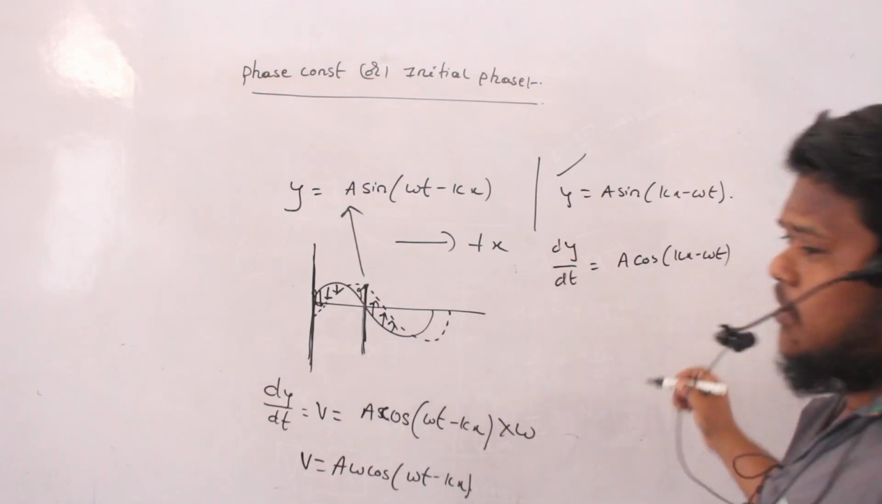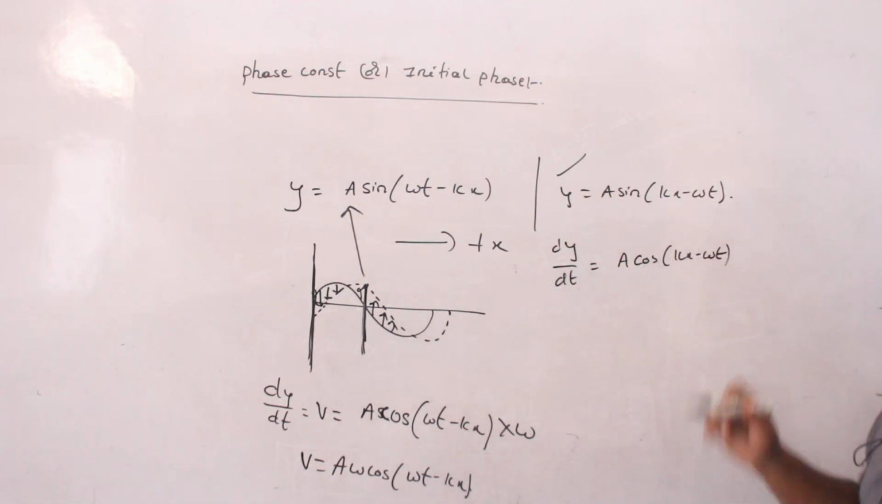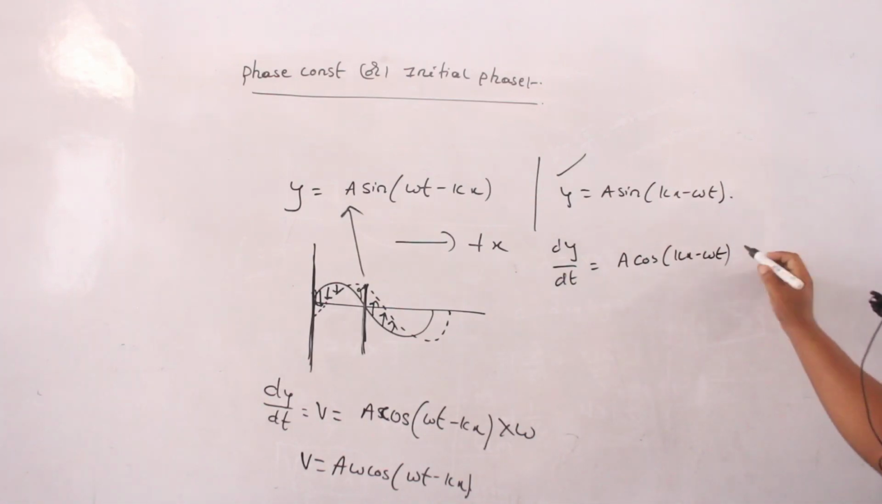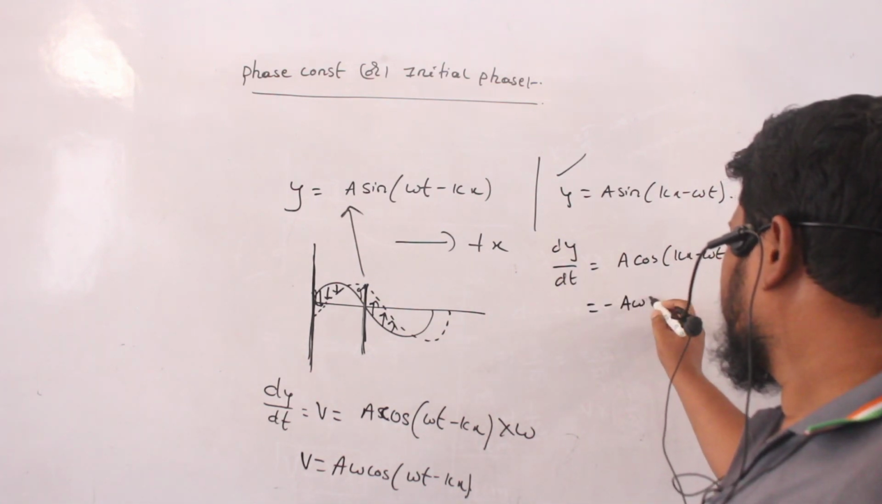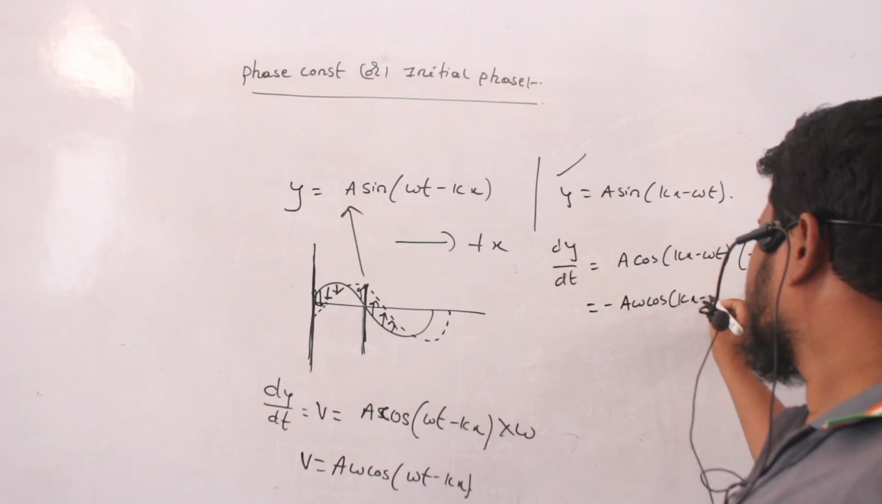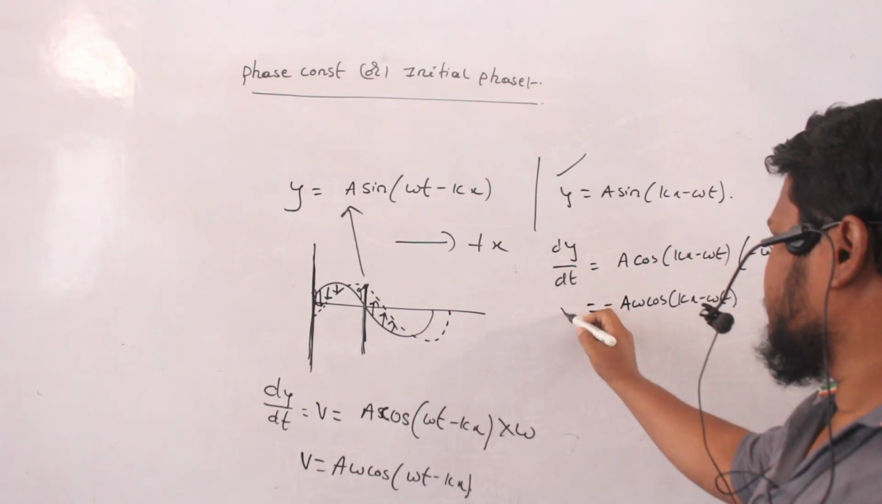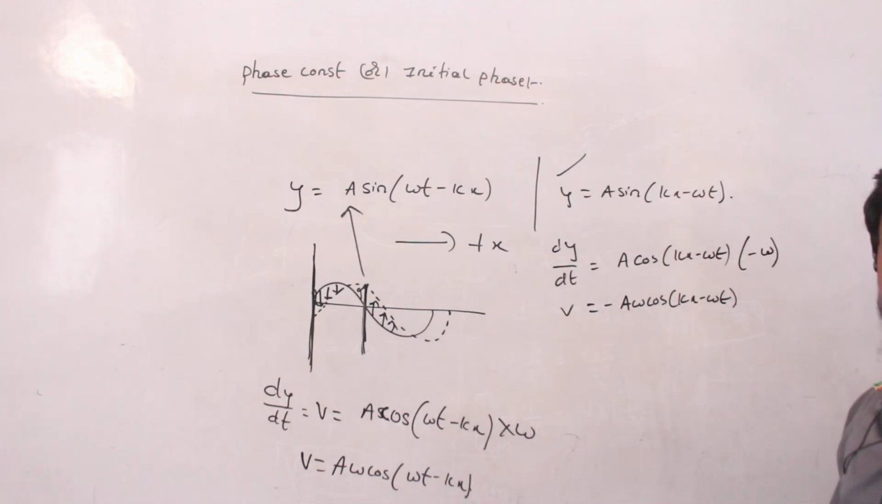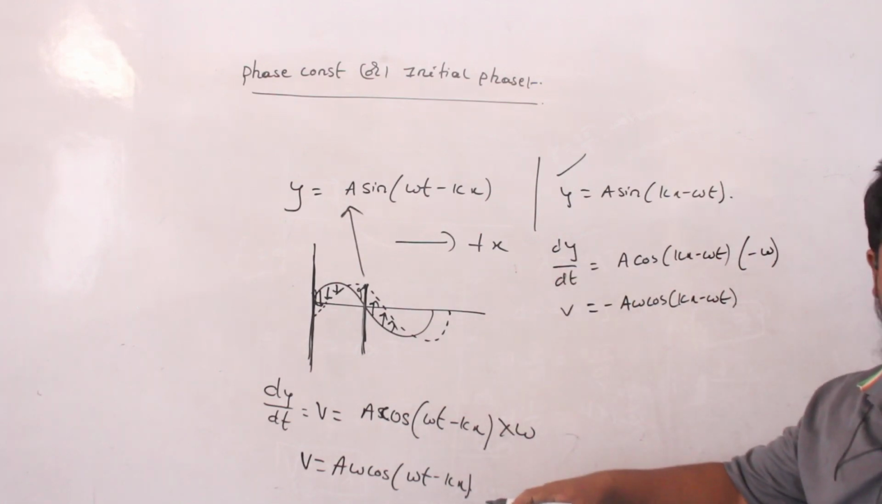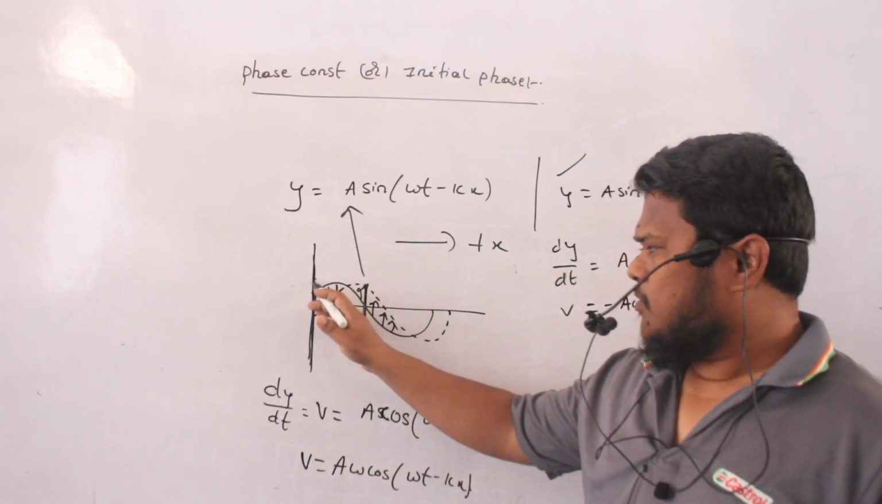kx minus omega t, a cos(kx minus omega t). Now again, if I differentiate kx minus omega t with respect to time, then I will get minus omega. So therefore velocity of the wave is minus a omega cos(kx minus omega t). This is the relation which I got. Clear? Now if I observe this wave, this wave is having negative velocity.